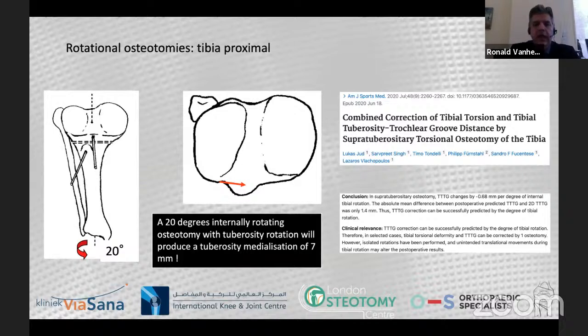Also in this area, there have been very nice recent publications also in the American Journal of Sports Medicine. And these are very complex measurements. However, we come to the same values in the end.